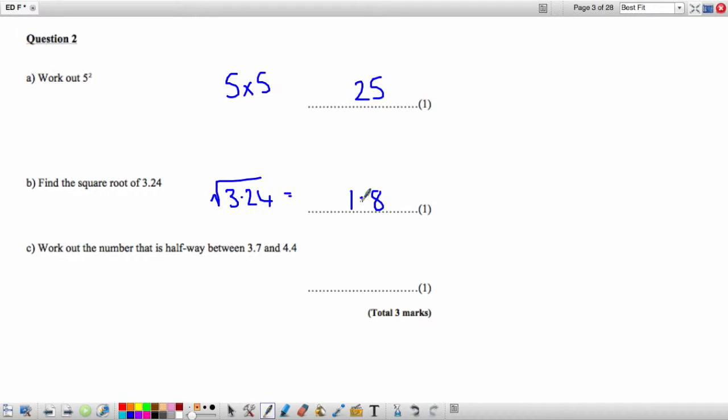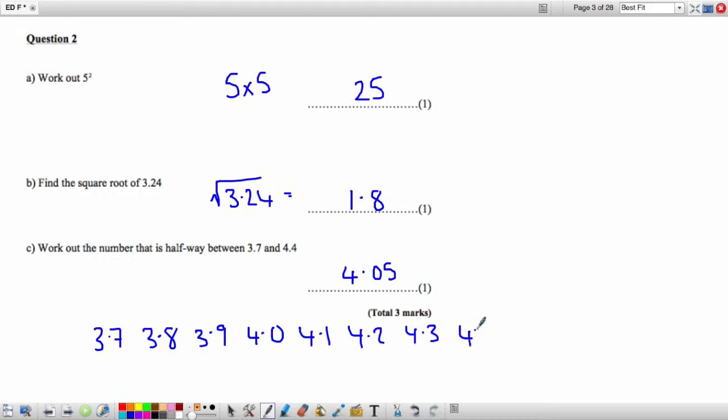Part C, work out the number that is halfway between 3.7 and 4.4. Halfway between is 4.05. If we go from 3.7, 3.8, 3.9, 4.0, 4.1, 4.2, 4.3, 4.4, halfway is going to be here, halfway between our 4.0 and our 4.1.